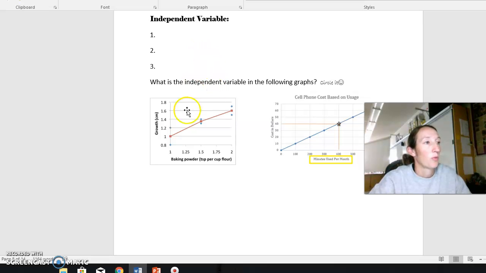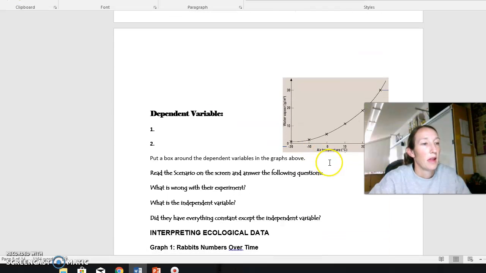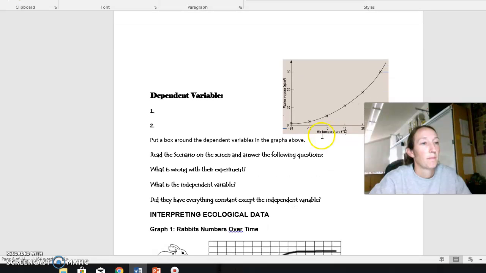And then we get down to where when you graph your independent variable information, you always put the independent variable on the x-axis. And so when it says, what is the independent variable in the following graphs? It is the baking powder, it is the minutes used per month, it is the air temperature. Okay.